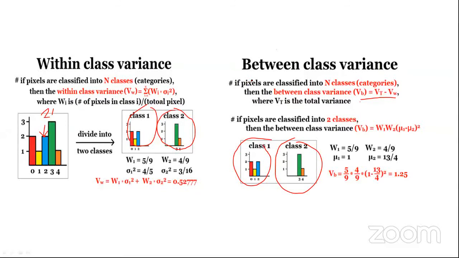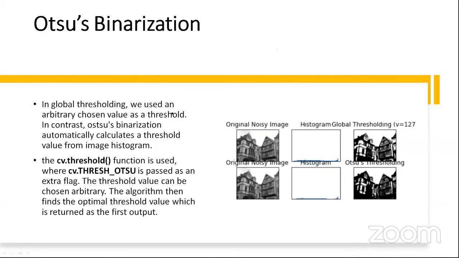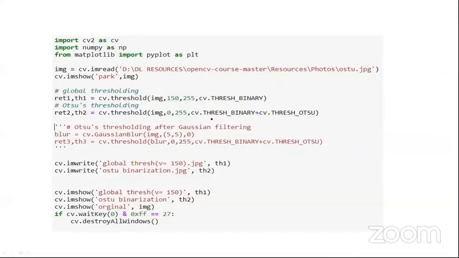This is all about the mathematics portion. For the implementation part, we only have a simple single-line implementation. You call cv2.threshold, give the image, give the threshold value, and you have to give the method. Here you have the method which you use for simple thresholding, along with a flag which tells the computer that you are using Otsu's binarization. So this is how it is done.